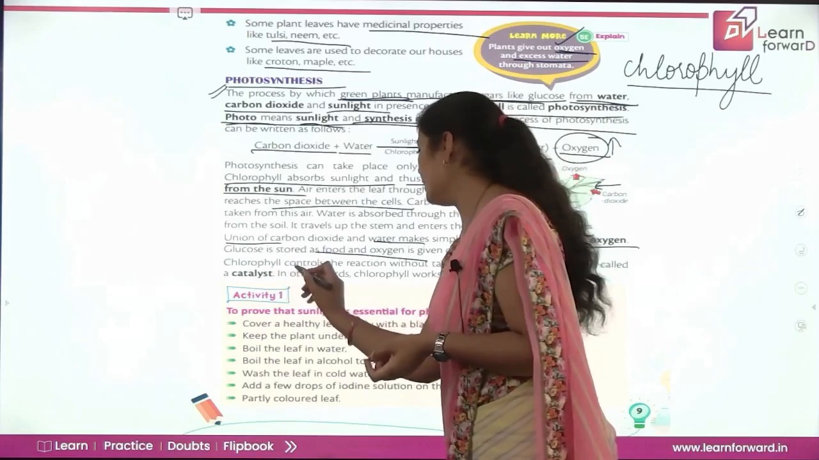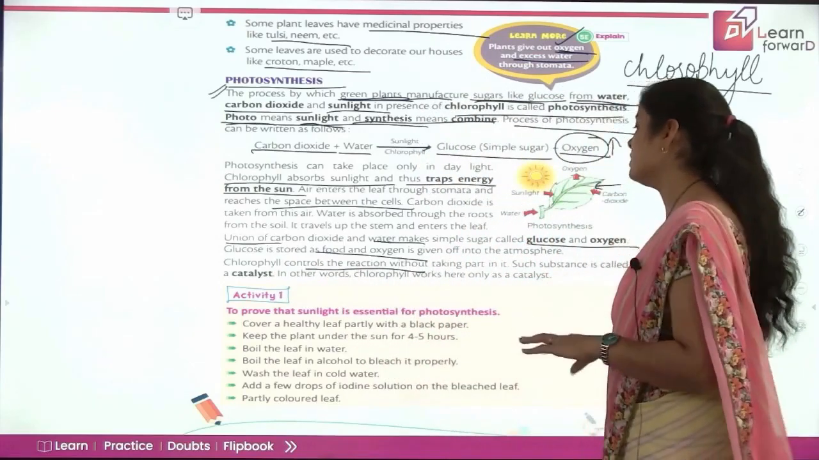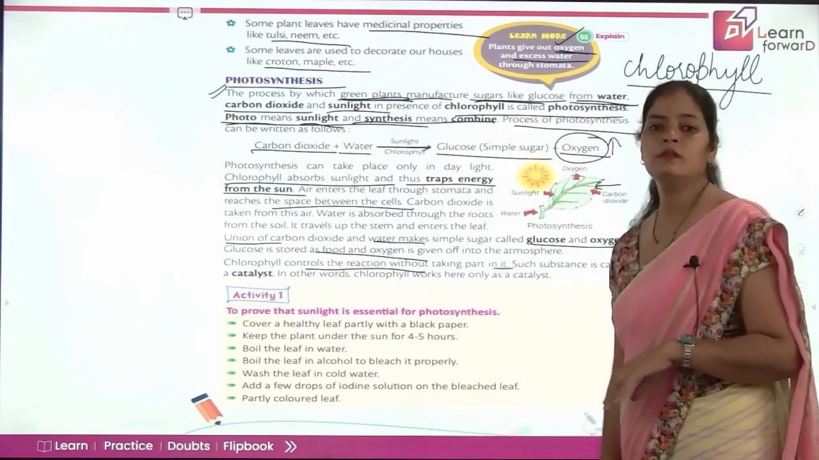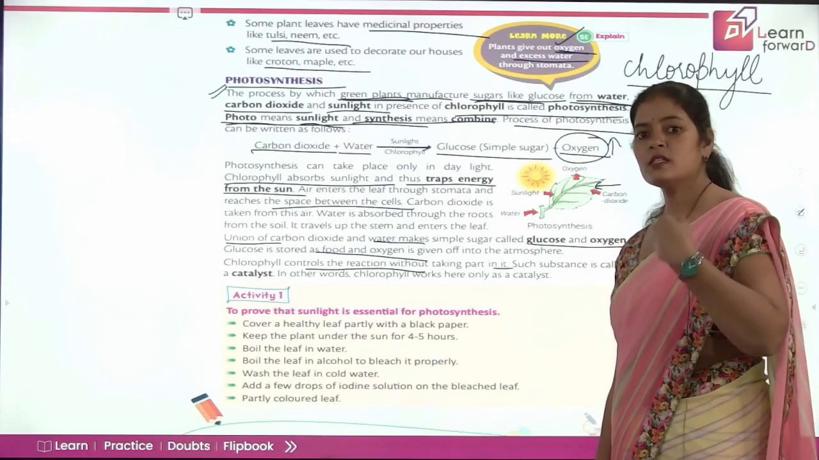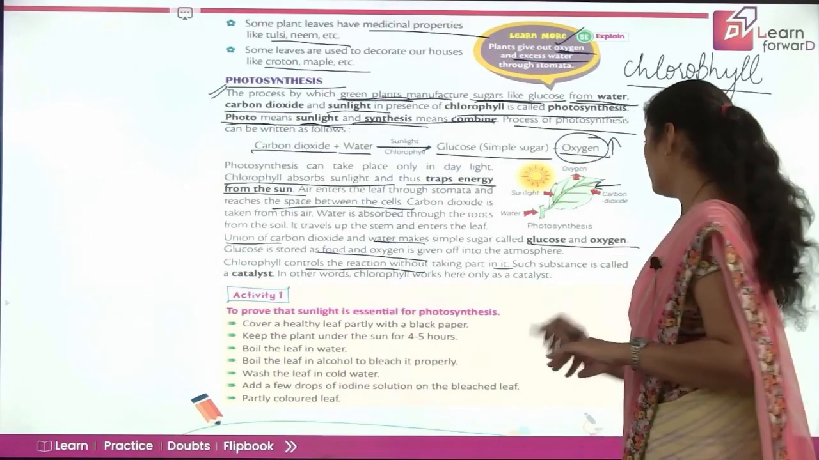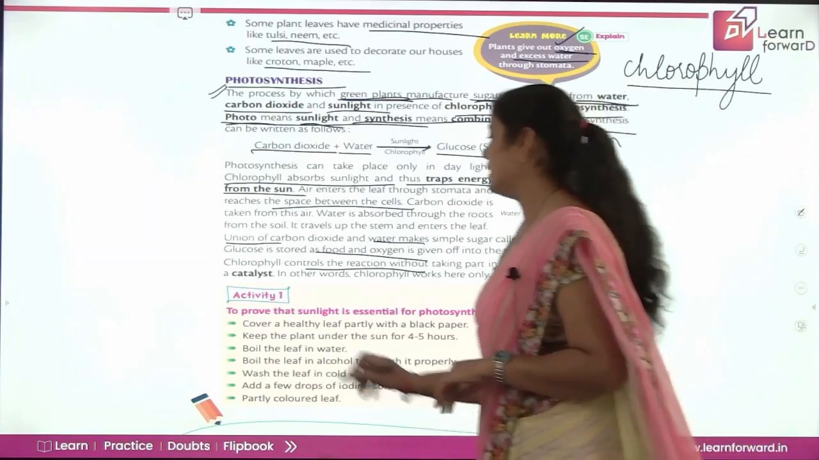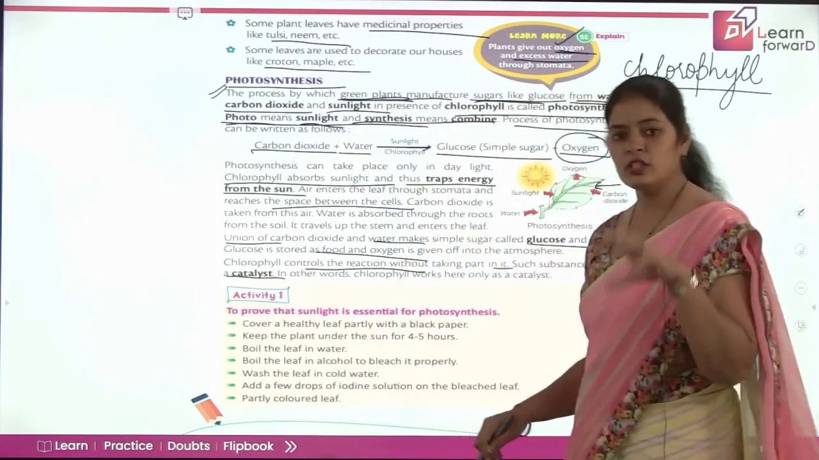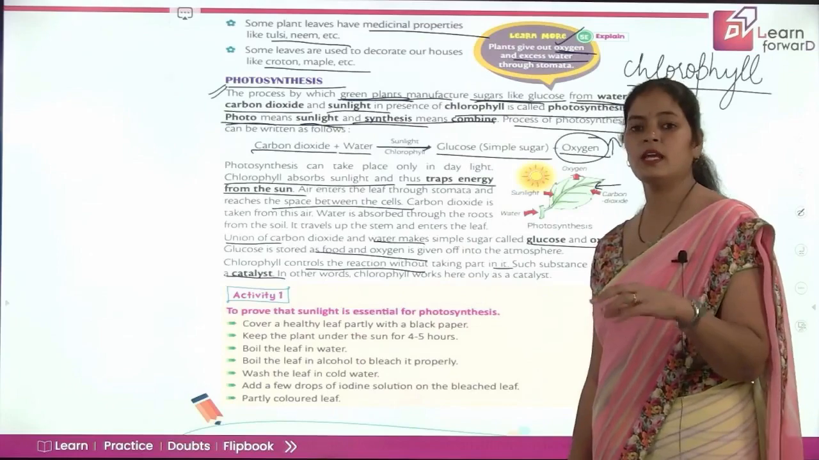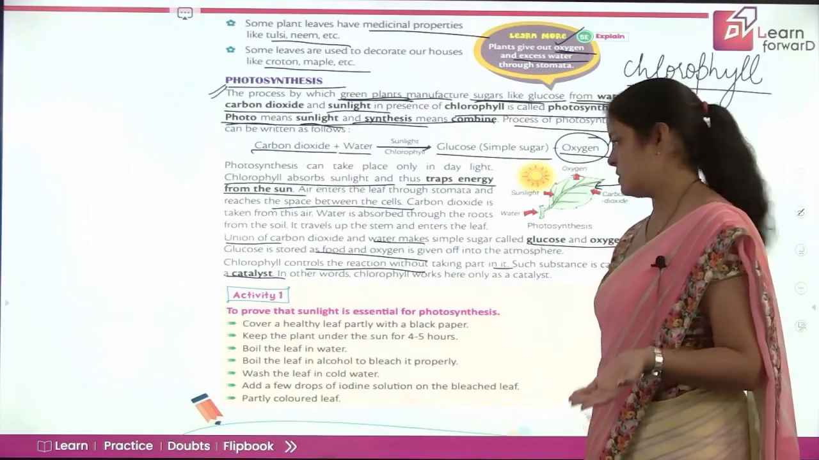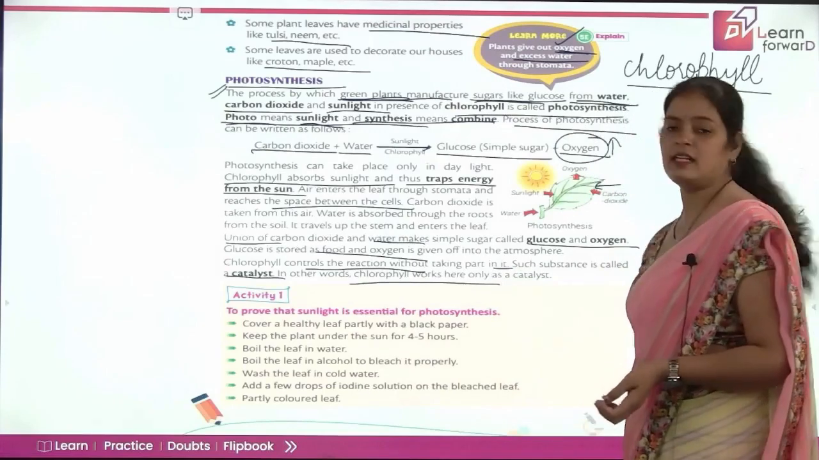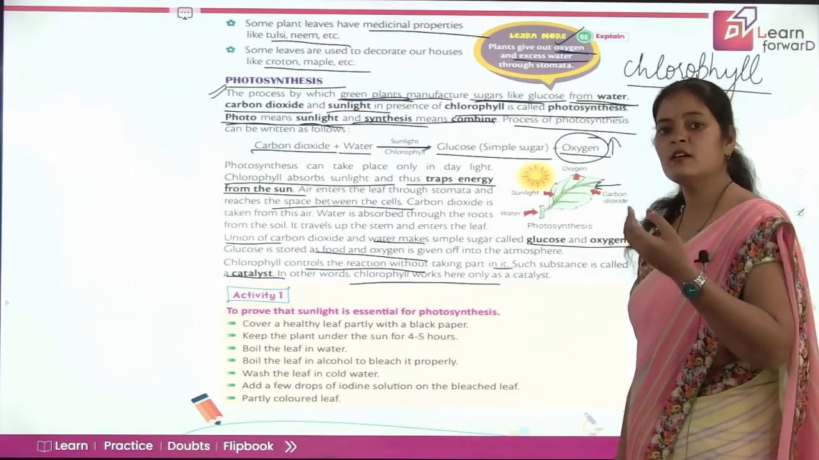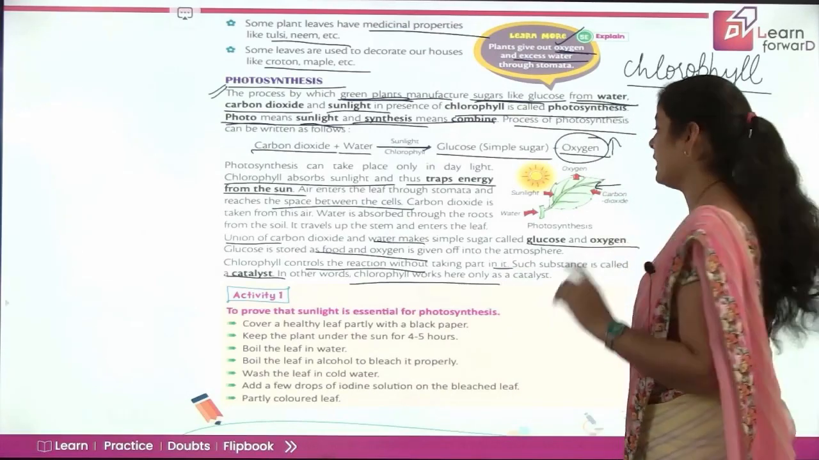Now chlorophyll controls the reaction without taking part in it. So what chlorophyll is doing is only trapping the sunlight and speeding up the process. Such substances are called catalysts. They are actually not part of the process, but they are helping the process to take place. In other words, chlorophyll works here as a catalyst. A catalyst is something that speeds up the process. So here the catalyst is the same.